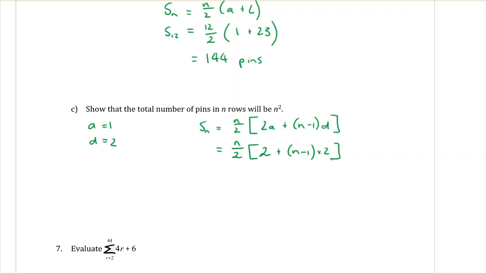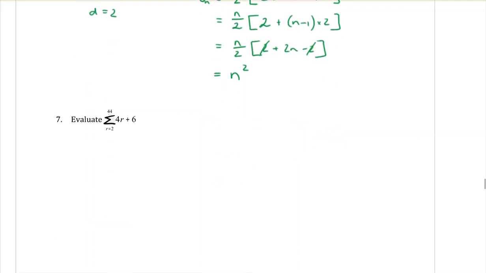And I just want to tidy that up. So S of n equals n over 2, I have 2, expand the bracket, will be 2n minus 2. The minus 2 plus 2 will cancel out, and n over 2 times 2n, the 2's will cancel out, and I will have n times n, which is n squared. Yeah? All right, now here we made it to the last question finally.